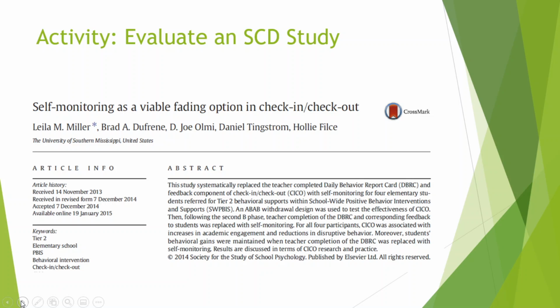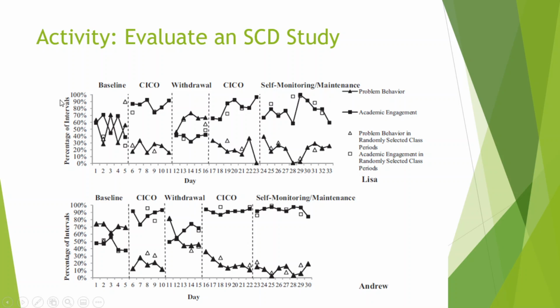So next, let's take a look at some of their results. As stated in the abstract, they had 4 different participants. However, just for the sake of practice, we'll just look at 2. We see that here the triangle represents problem behavior and the square represents academic engagement.